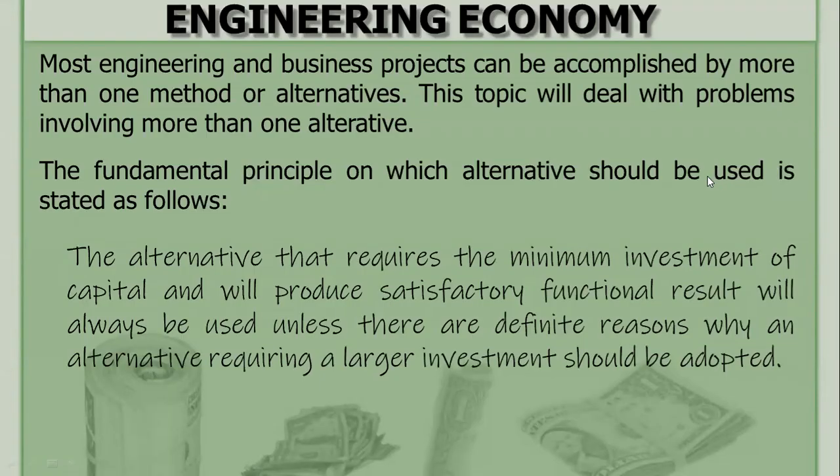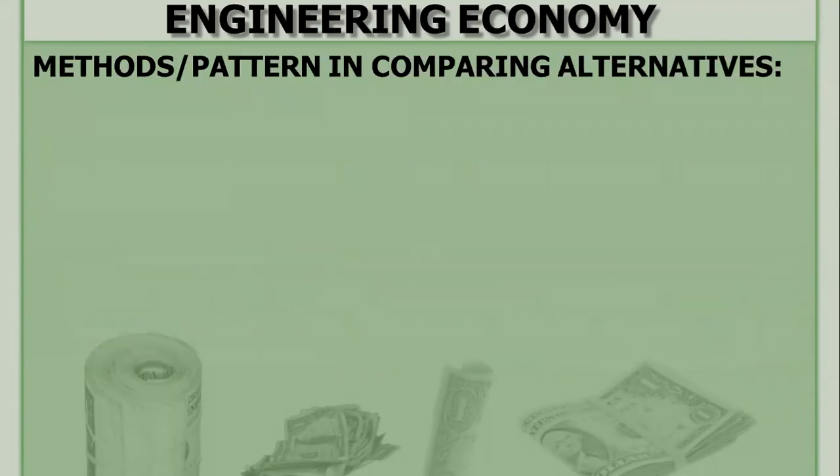The alternative that requires the minimum investment of capital and will produce satisfactory functional result will always be used, unless there are definite reasons why an alternative requiring a larger investment should be adopted. So ang pilion, ang i-choose is ang katong alternative with the minimum investment but will produce satisfactory result.